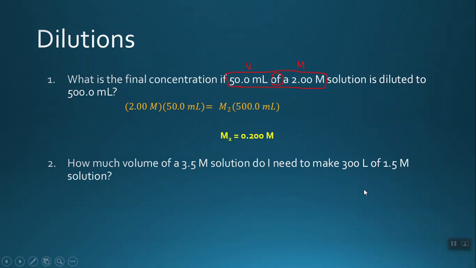Next question, how much volume of a 3.5 molar solution do I need to make 300 liters of 1.5 M solution? Well, so again, which molarity and which volume pair up?